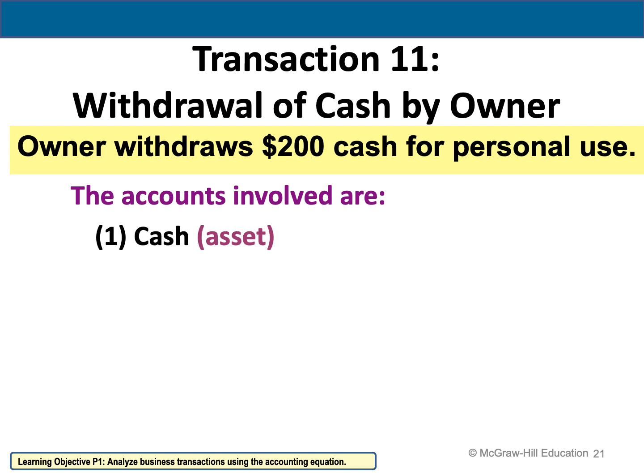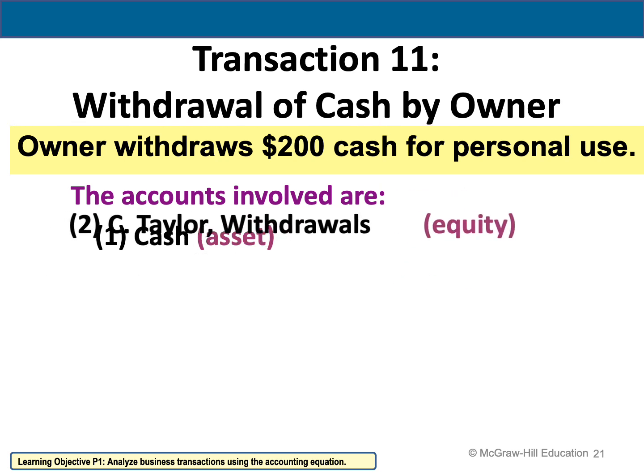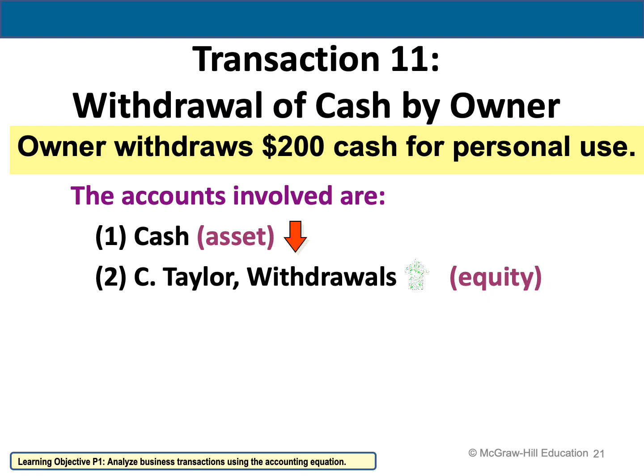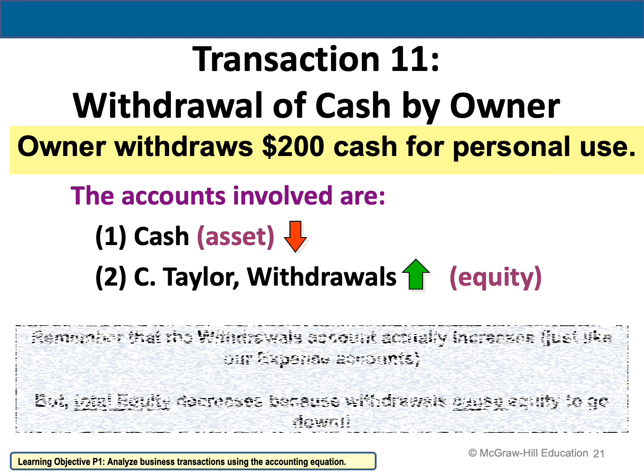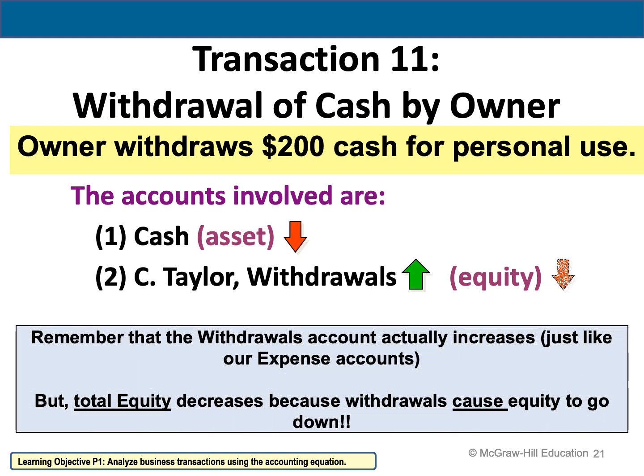What about the owner's withdrawal? The owner's withdrawal is going to increase. Why is it going to increase? It means that I'm withdrawing money from the company, so my withdrawal is increasing. Why is cash reducing? Because I'm taking money outside of the company.